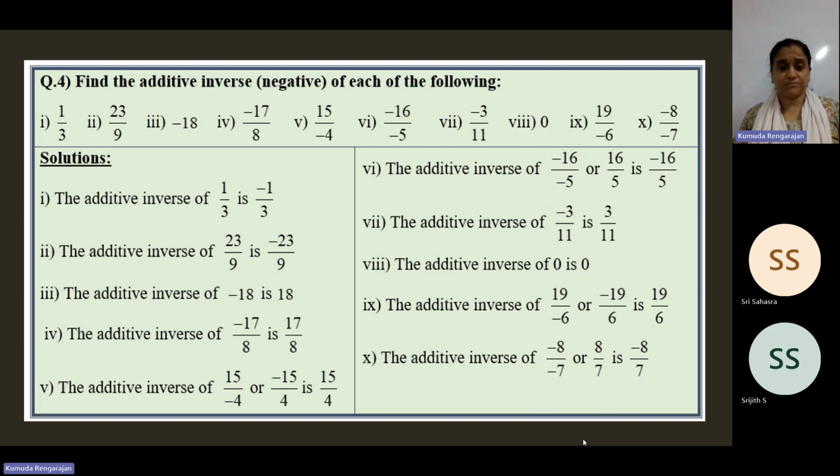No, answers are here. No, minus 16 by minus 5, you can cancel the minus signs. So what's the number? The number is 16 by 5.